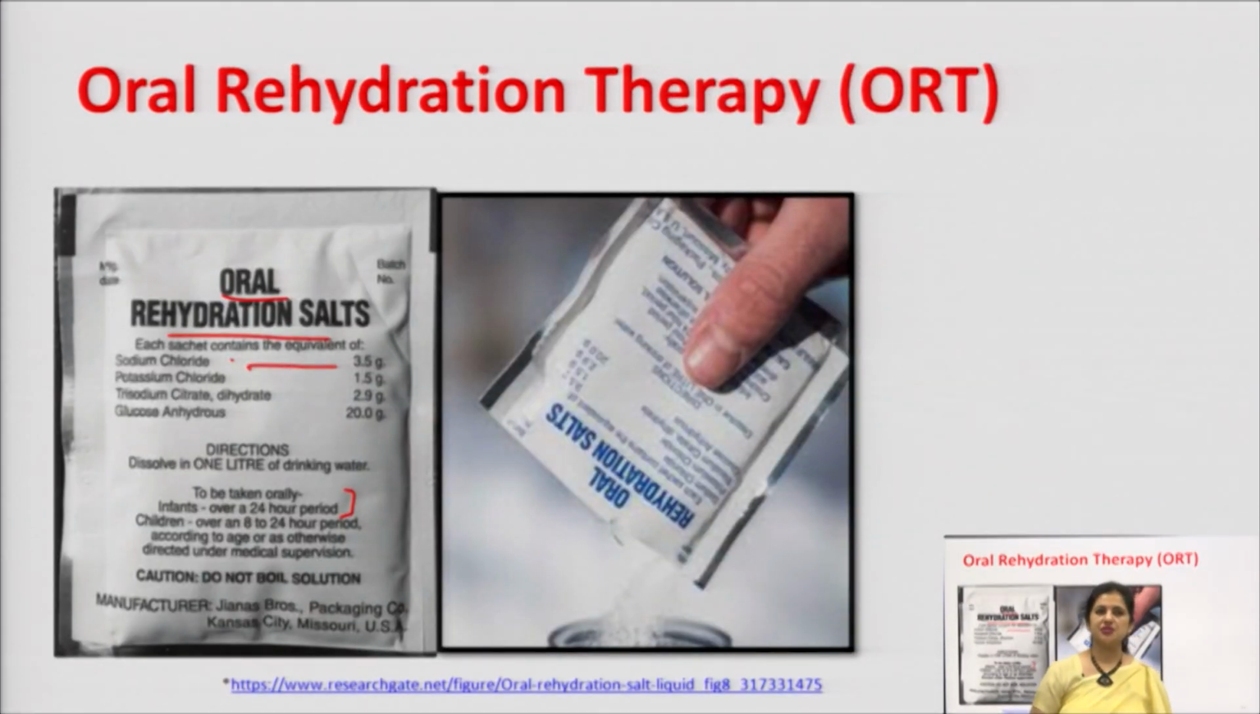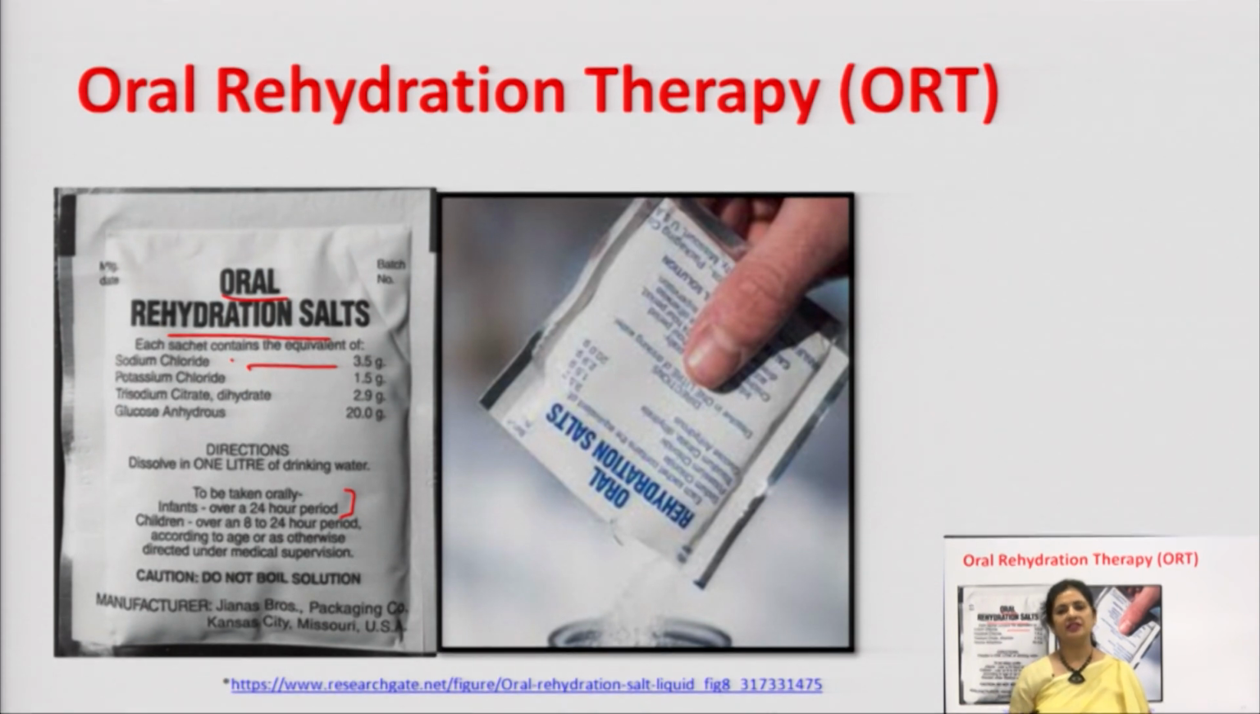Now, this is the composition of the oral rehydration therapy. The ORS contains sodium chloride, potassium chloride, trisodium citrate and glucose anhydrous, which has to be dissolved in 1 liter of water and then administered to the infant over the span of 1 day, that is 24 hours. But in the case of adults, it can be given as per medical supervision or prescription, and it can be given thrice a day.